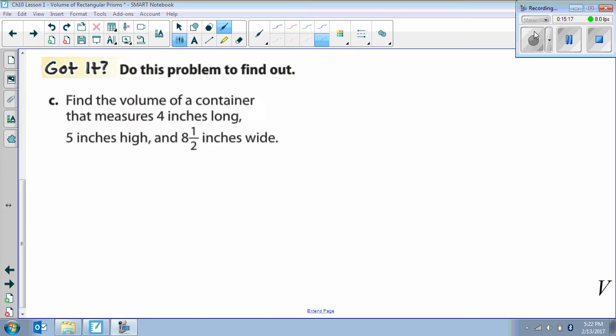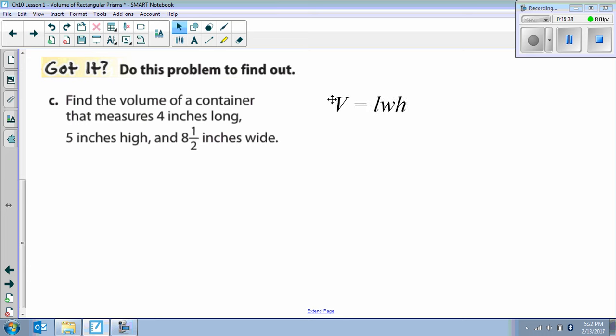So let's do this example C together. It says find the volume of a container that measures 4 inches long, 5 inches high, and 8.5 inches wide. Make sure you write down that problem, or at least write down the dimensions. So we're going to start with our formula. And once again, since this is a rectangular prism, we're going to start with volume is equal to length times width times height. And now you have your formula. Now you can do your substitutions.